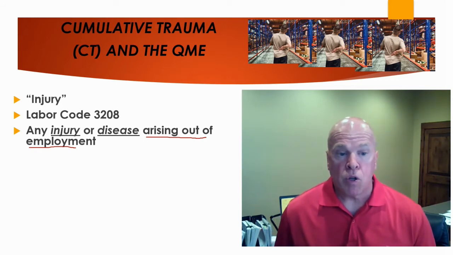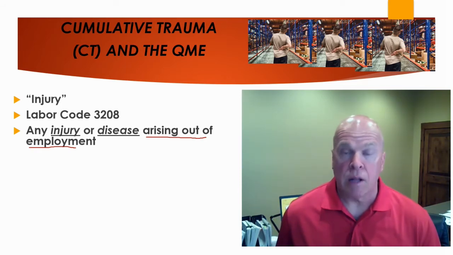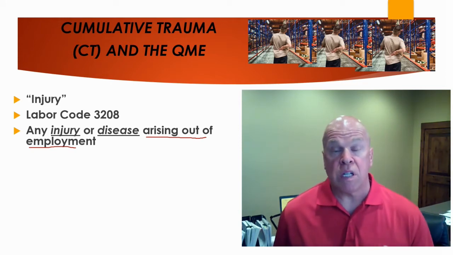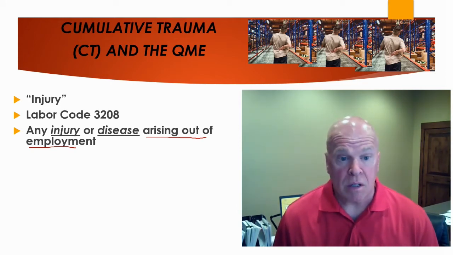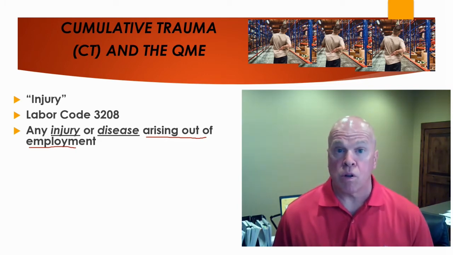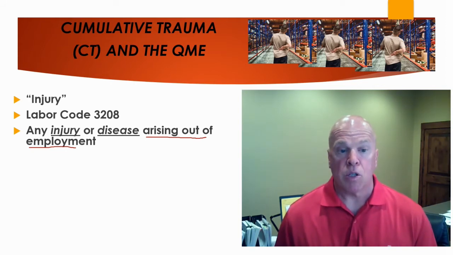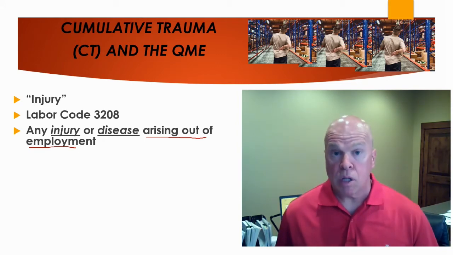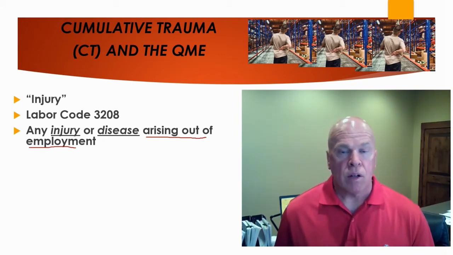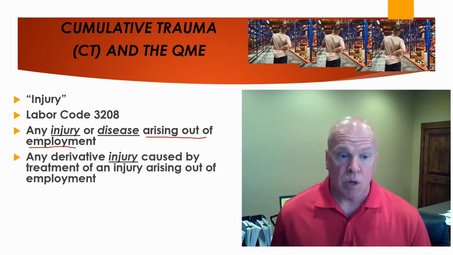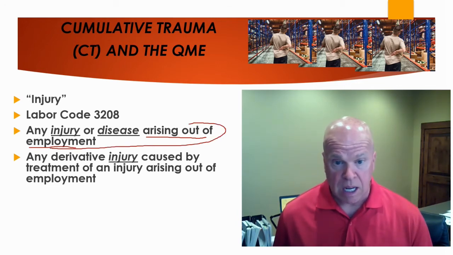So an injury refers to any injury to the neuromusculoskeletal or integumentary system. Any system of the body really can suffer injury. Or disease, we typically think of the occupational diseases such as hypertension, such as asbestosis, such as skin disorders resulting from prolonged chemical exposure. So injuries or diseases that arise out of employment and that can be traced to the employment activities qualify under Labor Code 3208 as an industrial injury. And that constitutes the majority of the cases that we're going to see.